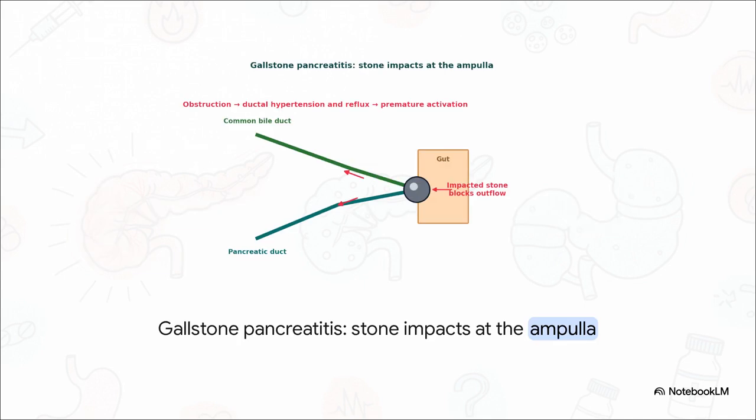But because of her history, we know exactly where the mechanical failure is happening here. A gallstone has traveled down the biliary tree and lodged firmly right at that shared exit door, the ampulla. With the outflow totally blocked off, the pancreatic secretions literally have nowhere to go. Ductal pressure rapidly shoots up, and all those inactive enzymes start backing up into the gland itself.